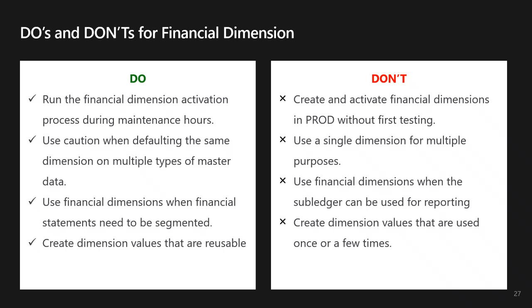And the last one here is don't create dimension values that are used once or a few times. Another way to think of this is don't create degenerate dimensions. These are dimensions with values that aren't reusable, such as a sales order number or a purchase order number. This causes big performance issues around the dimension sets and therefore affects reporting, the year-end close process, and consolidation. But it can also affect your transaction entry since there are a huge number of dimension attribute value combination records that are created.